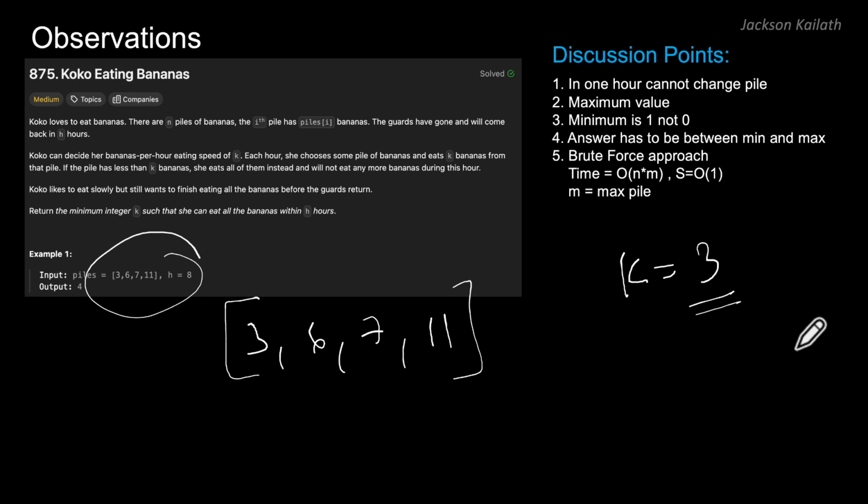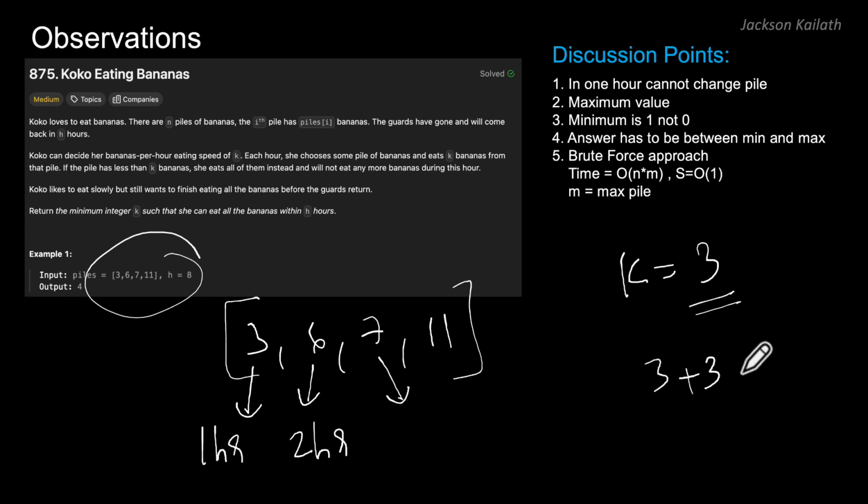Let's first discuss it visually, and then see how we can convert it to code. Over here we just have 3 bananas, so Koko would just need 1 hour to complete these 3 bananas. And over here there are 6 bananas, so in 1 hour she would be completing 3, and in the second hour she would be completing the other 3. So it takes 2 hours to complete this pile. And in this pile, in the first hour she would be eating 3 bananas, in the second hour again 3 bananas, and in the third hour she would be eating 1 banana.